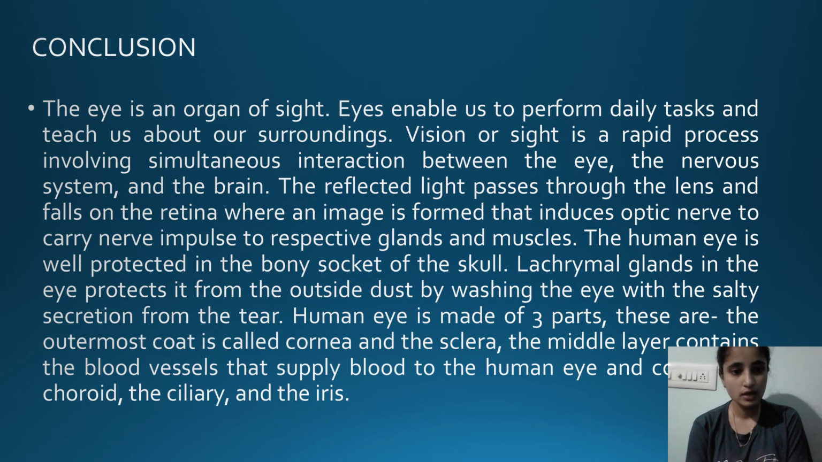The human eye is well protected in the bony socket of the skull. Lacrimal glands in the eye protect it from outside dust by washing the eye with the salty secretion from the tear. The human eye is made of three parts. The outermost coat is called the cornea and sclera, and the middle layer contains the blood vessels that supply the blood to the human eye and contains the choroid, the ciliary body and the iris.